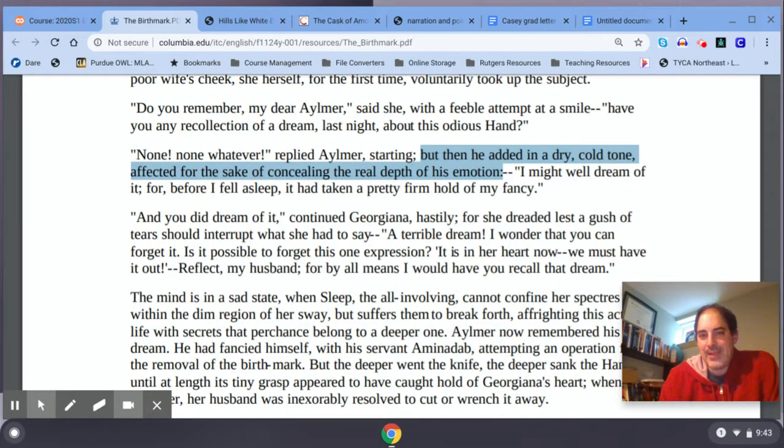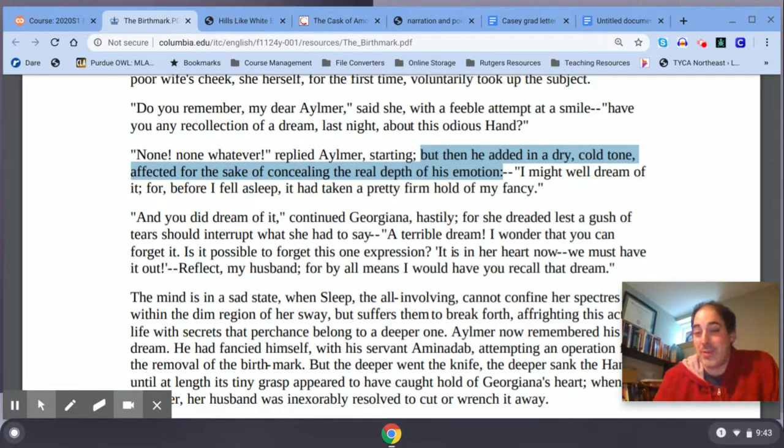He added in a dry, cold tone, affected. What is the narrator telling us here? He's affecting a dry, cold tone. In other words, he's faking it. He's pretending to be cool, calm, and collected, but on the inside, his emotions are really churning.